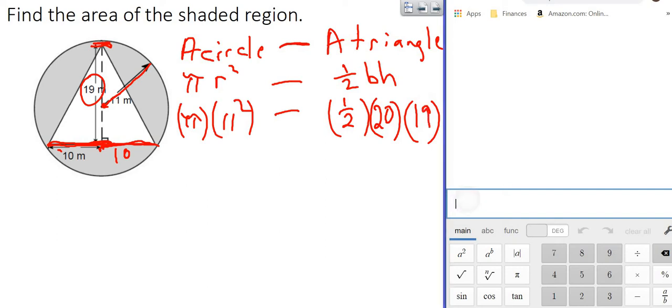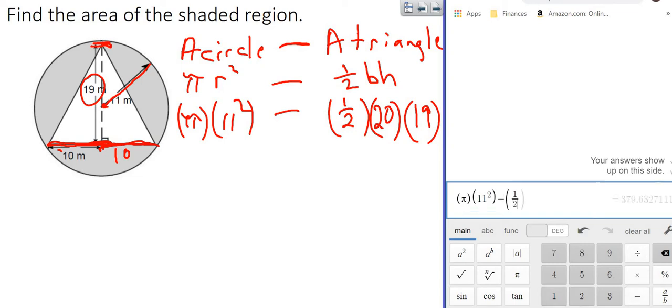So now that I have all of that, I'm going to come over to my calculator and carefully put it all in using my parentheses. I've got pi, then I've got to put in 11 squared. Now I'm going to subtract out, take away the area of the triangle. I've got 1 divided by 2. I'm going to tap up here so I can close the parentheses. Then my base is 20. I figured that out by adding the 10 plus the 10. That gave me 20 for my base.